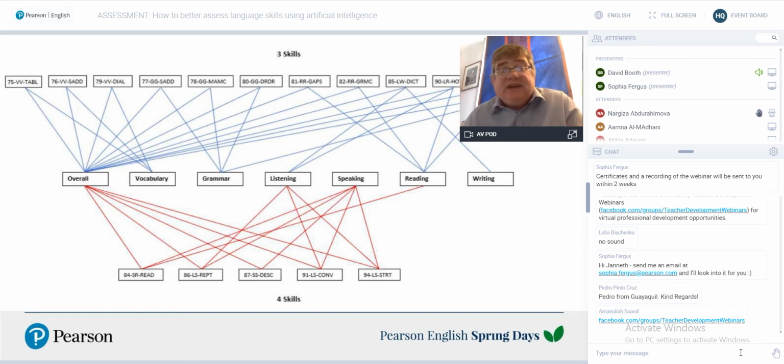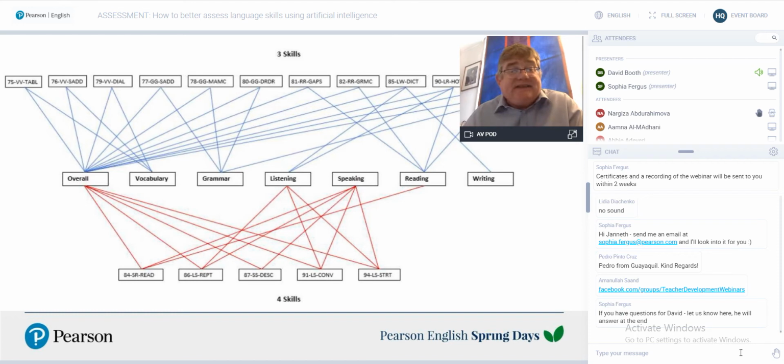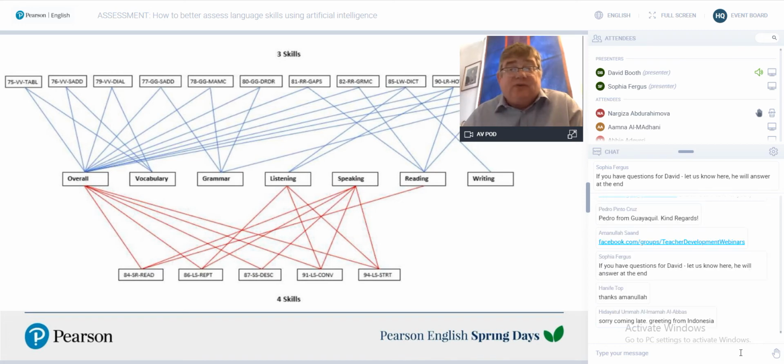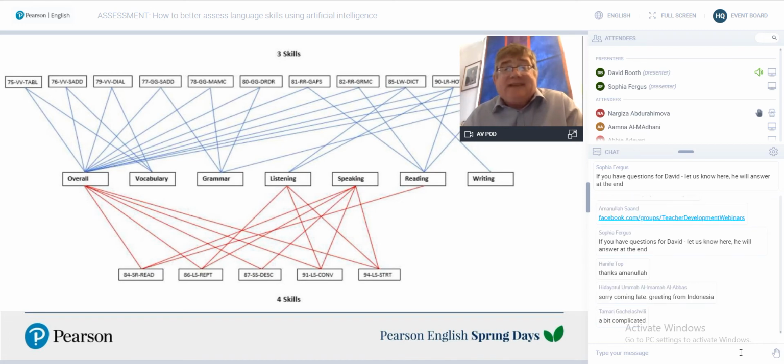So with this approach, at the center point, you can see you've got the vocabulary, grammar, and the 4 skills, and also the overall score. This approach is maximizing the information we have about the student's competence across all those different questions and how it bears on those particular skills and traits.